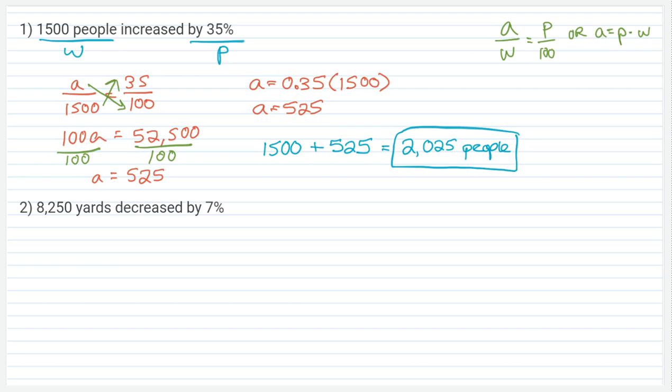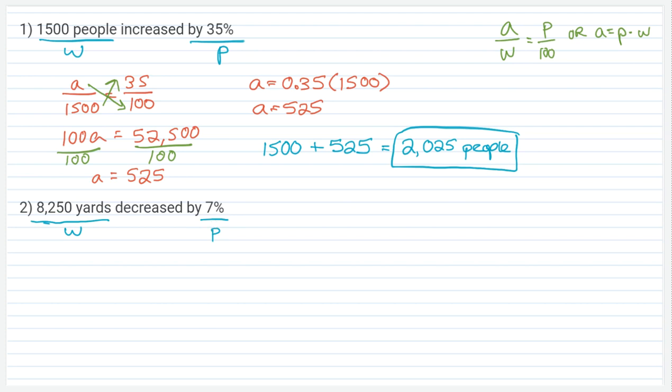So we got 8,250 yards decreased by 7%. Again, if we go through and identify, the W is our starting value, and then 7% would be our percent, right? So that's the amount that it's changing by.